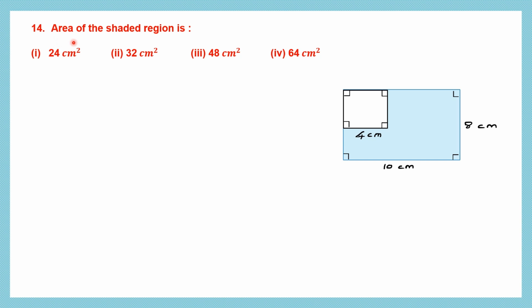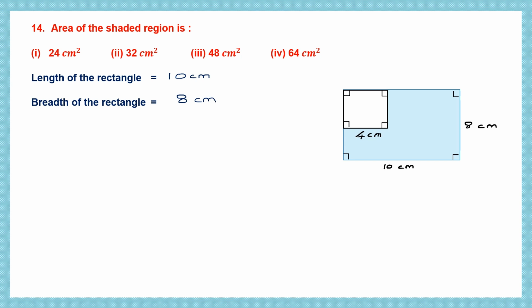Question 14, we have to find the area of the shaded region. So here we have a rectangle and here we have a square. First we have to find the area of the rectangle and then the area of the square and subtract the two. The length of the rectangle given to us is this. The longer side is the length, so that is 10 centimeters. This is the length of the rectangle. The breadth of the rectangle is 8 centimeters.